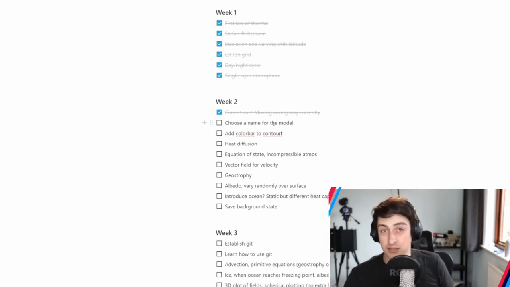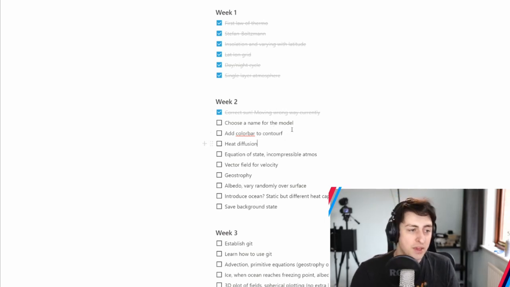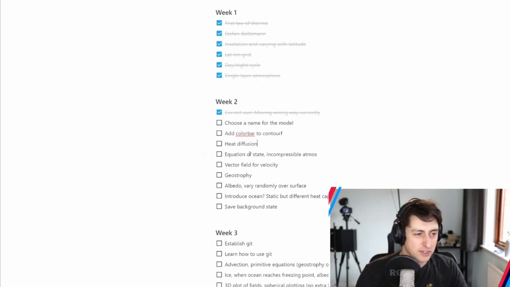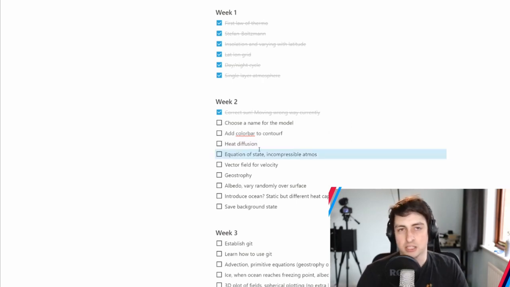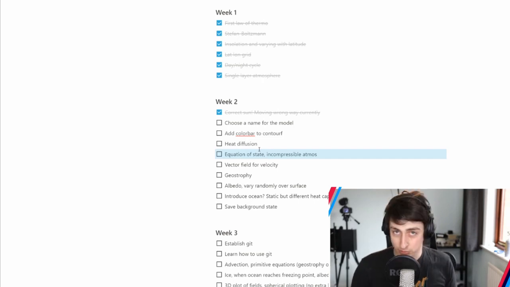I want to add a color bar so that we know what values we're exactly looking at. We might just skip heat diffusion, to be fair. It's a pretty small effect. I want to introduce an equation of state for the atmosphere. An equation of state is basically an exchange rate between atmospheric parameters.